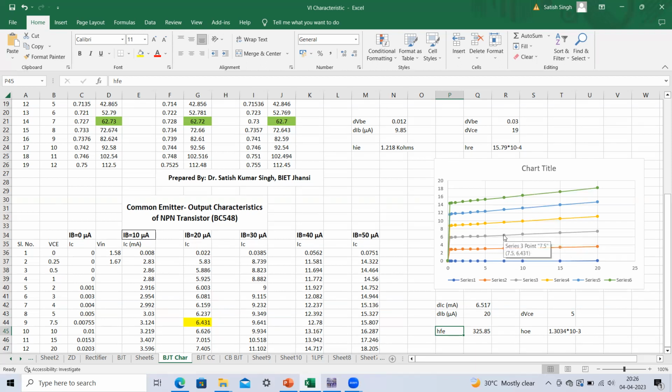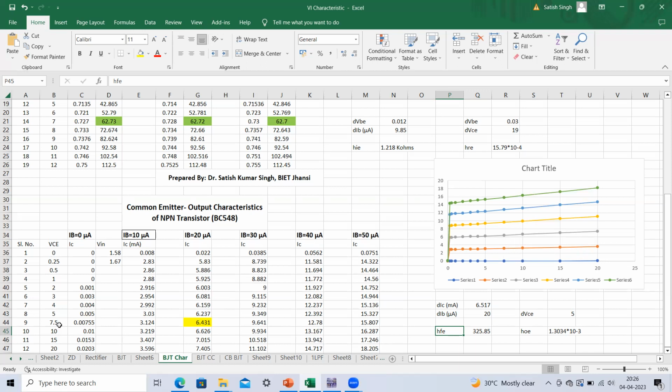And this value you can note down, it is 7.5. This is VCE equals 7.5, and the corresponding IC current is 6.431, which I have shown here in yellow color. So at this Q point we can calculate the value of HFE. How can it be calculated? We have to take equal deviation from the 7.5 volts. Here you can see I have taken 5 volt and 10 volt, so it is equal deviation from the 7.5 volt.